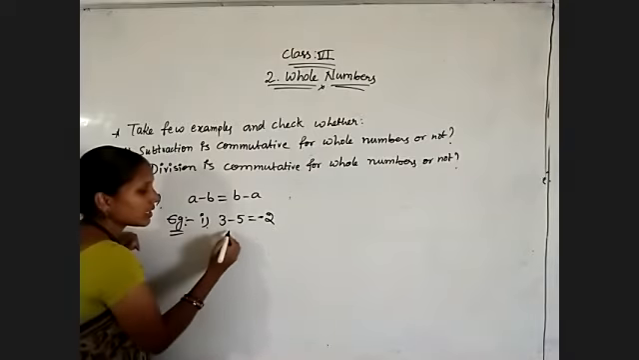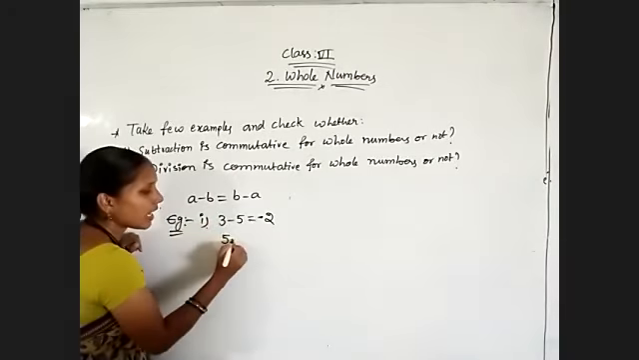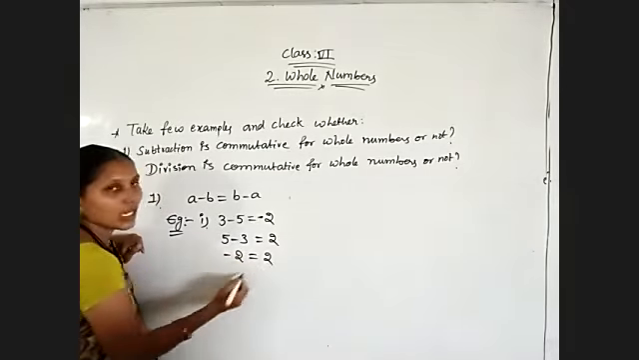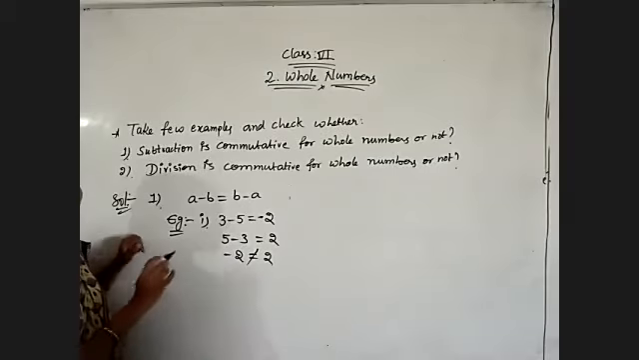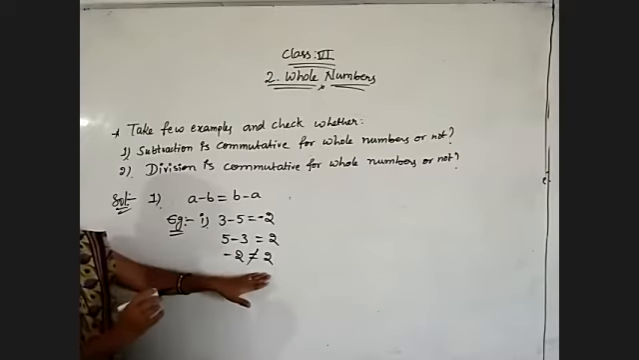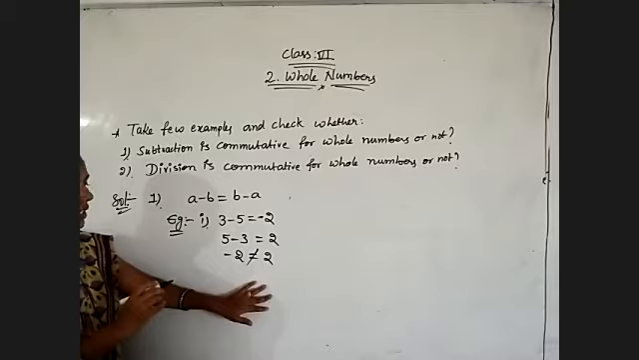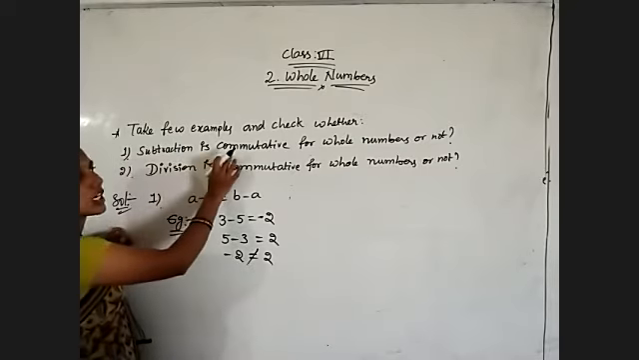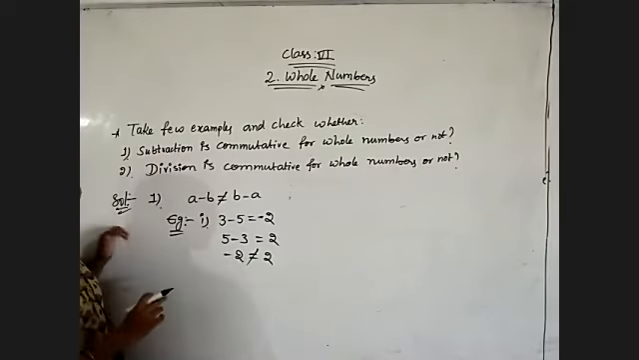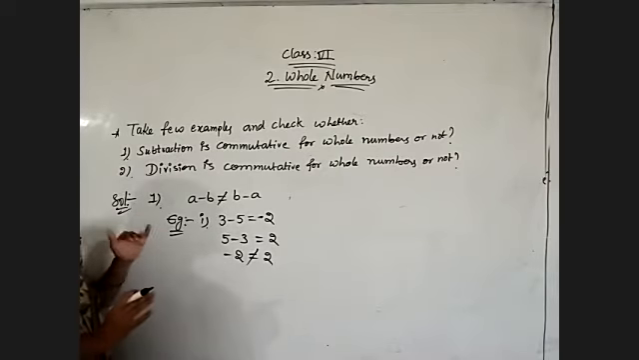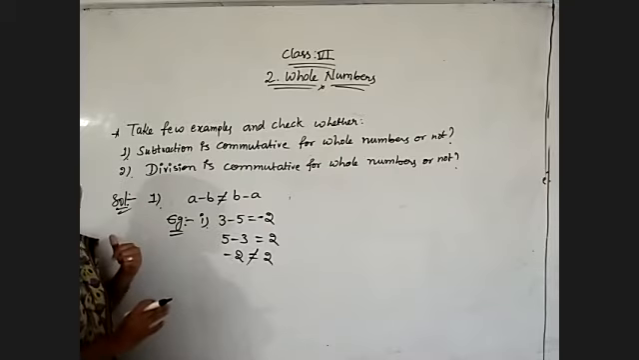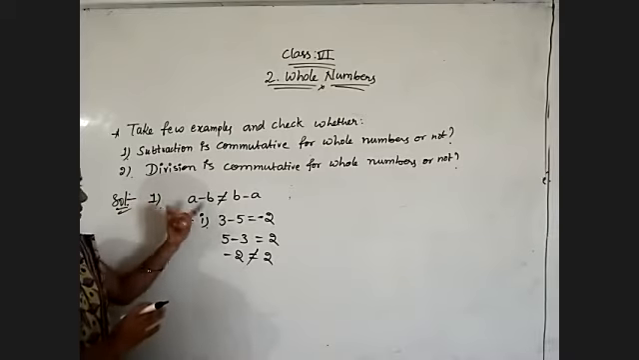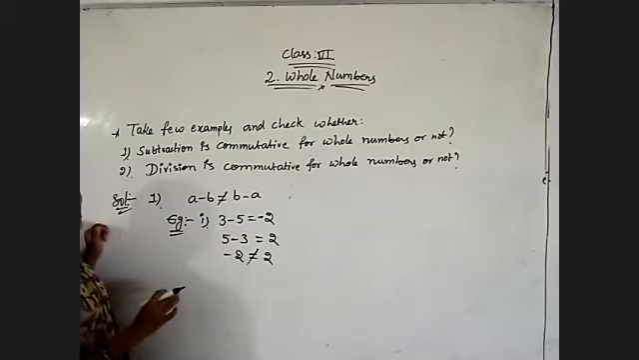So we will check. Take b value 5 and a value 3. 5 minus 3 is equal to 2. Minus 2 and 2, are they equal? No. Minus 2 and 2 both are not equal. So a minus b is not equal to b minus a. That means subtraction is not commutative for whole numbers. All the properties whatever we have studied are suitable for addition and multiplication only. I have told you yesterday. So subtraction and division don't satisfy any of the properties. So subtraction is not commutative.